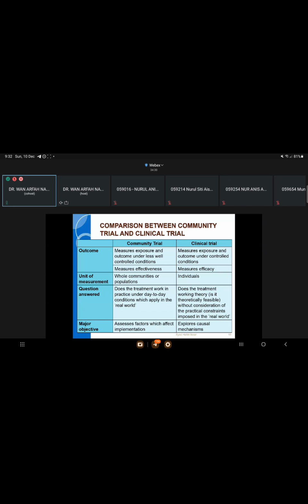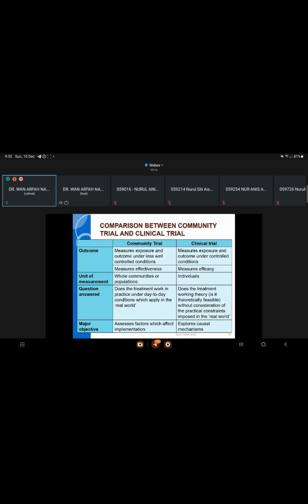In community trial, we ask, that means we have to answer the research question: does the treatment work in practice under day-to-day conditions which apply in the real world? All right. This is about practice. But clinical trial is where you want to test the theory. For example, you have this drug, you have a theory only that this drug is better because you have not implemented it yet. Maybe you have done it among animals, but it's a theory only. So now you want to see whether it can be applied in the real world or not.